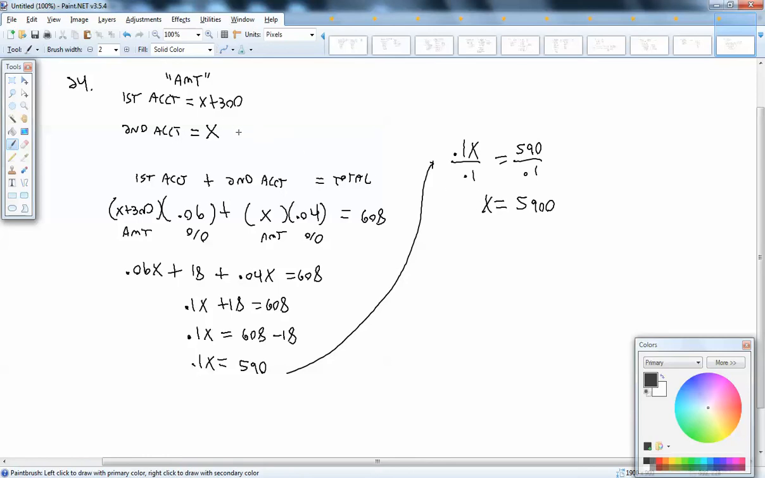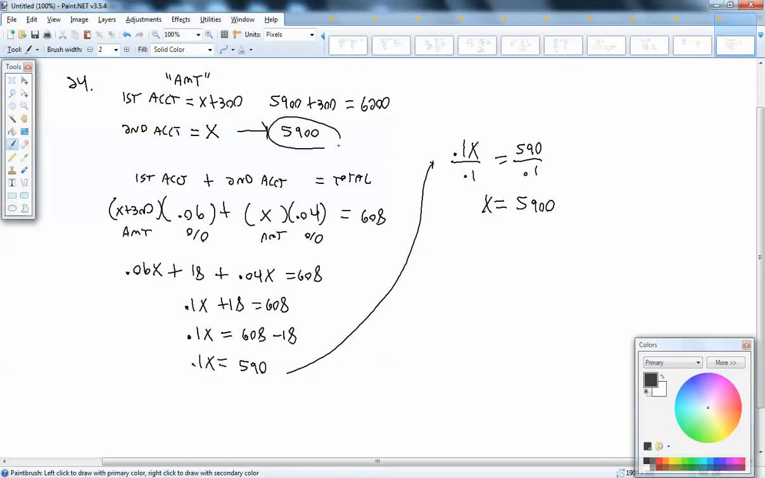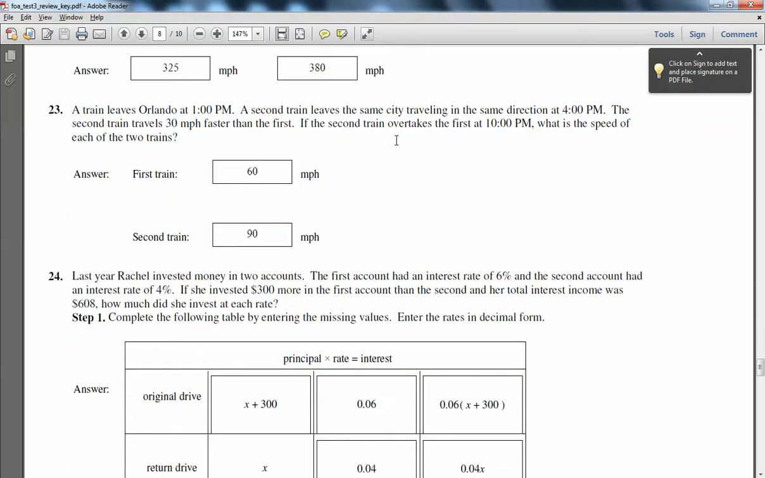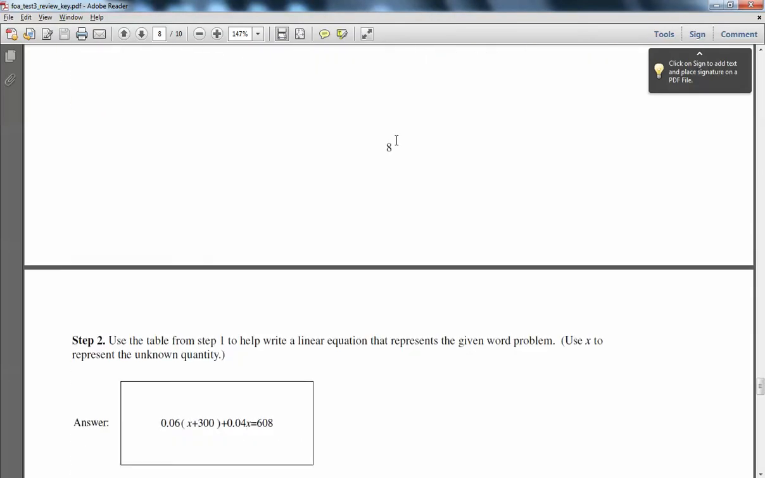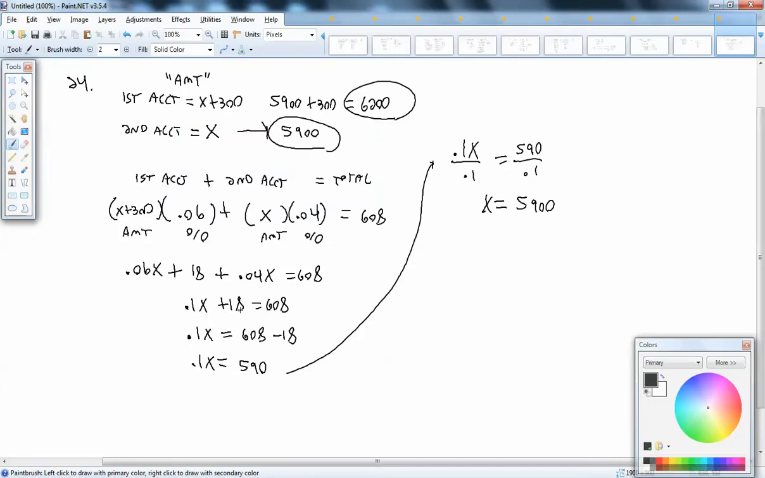Now the X is the amount in my second account, so that's 5,900. This one is $300 more, so we got 5,900 plus 300, which gives us a total of 6,200. I'm not sure what they're asking for. How much did she invest at each rate? So 5,900 and 6,200. And let's check that. 5,900 and 6,200. That looks good.